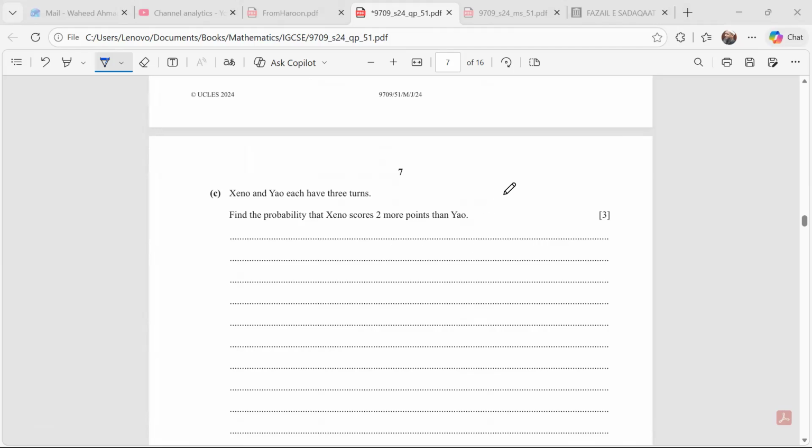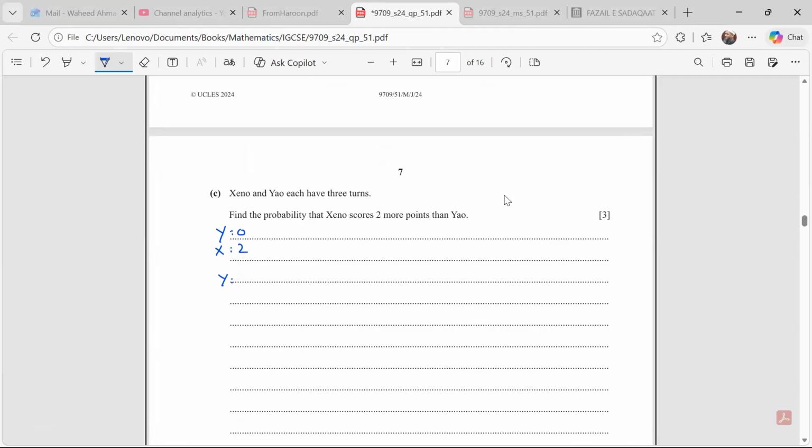Zeno and Yao each have three turns. Find the probability that Zeno scored two more points than Yao. So there are two possibilities: Yao gets zero and Zeno gets two, or Yao gets one and Zeno gets three. Makes sense or no? So Zeno scored two more points than Yao. Now what's the probability of this event?